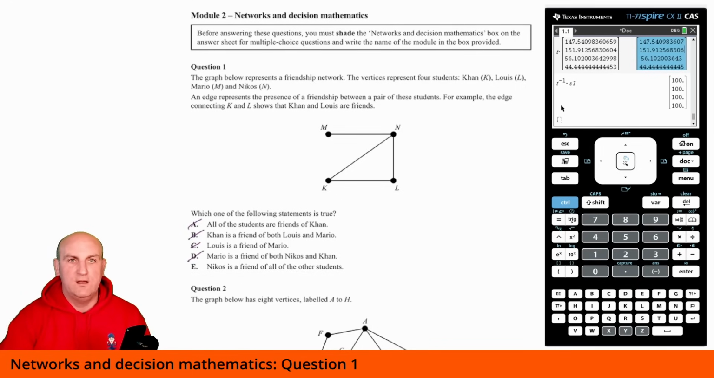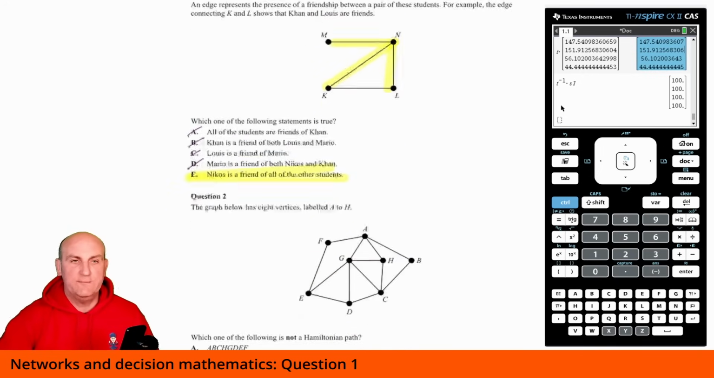Nico is a friend with all 3 of the students. Yes, the reason being is because Nico has connections to all 3 of the students. So I'm going to say E is my correct answer. I like that one. That was a nice question.